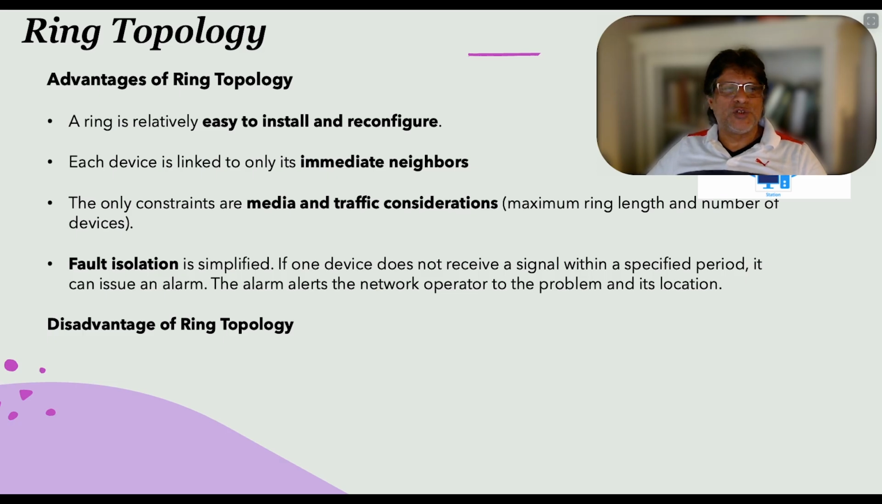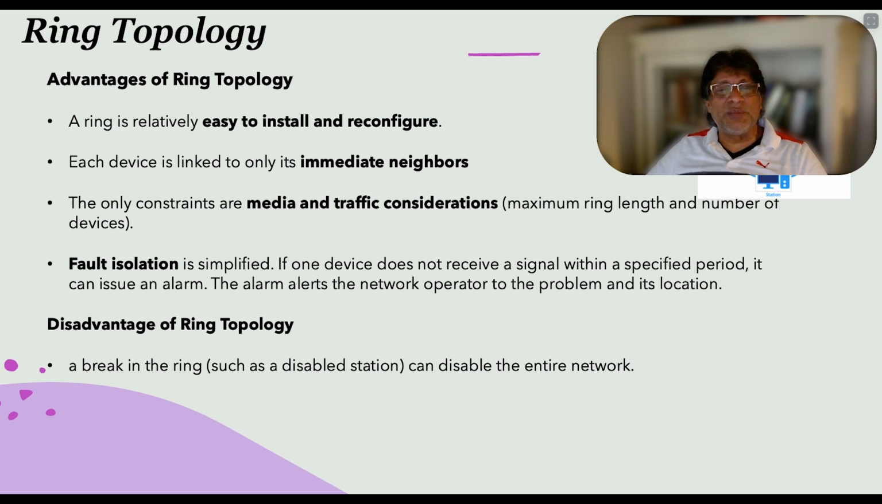The disadvantage of the ring topology was a break in the ring, such as a disabled station, can also disable the entire network because you're depending on that station to be working and being used as a repeater.